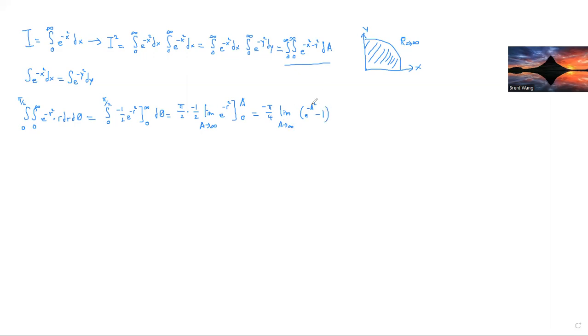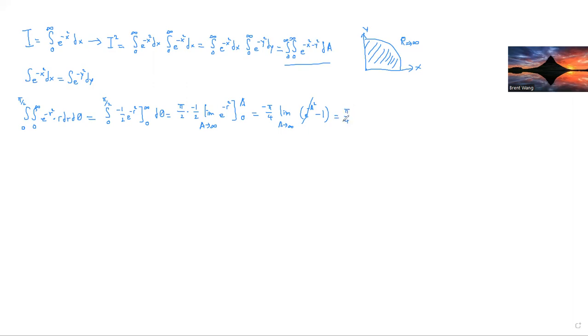Well, e to the negative infinity goes to 0. As a goes to infinity, e to the negative a squared goes to 0. So yeah, this part cancels out. Negative pi over 4 times negative 1 is pi over 4.